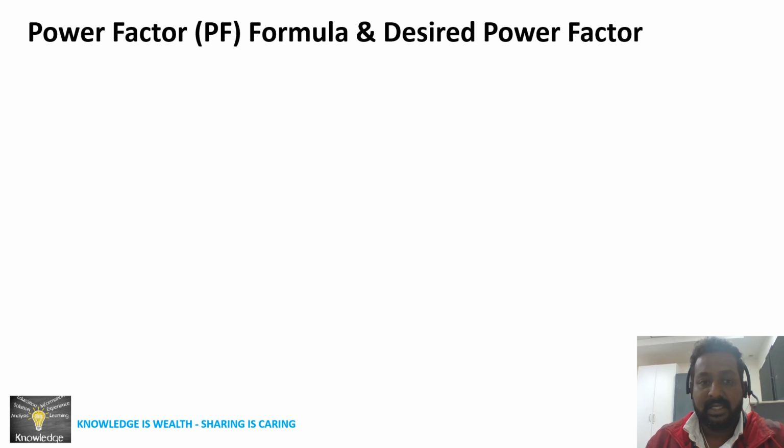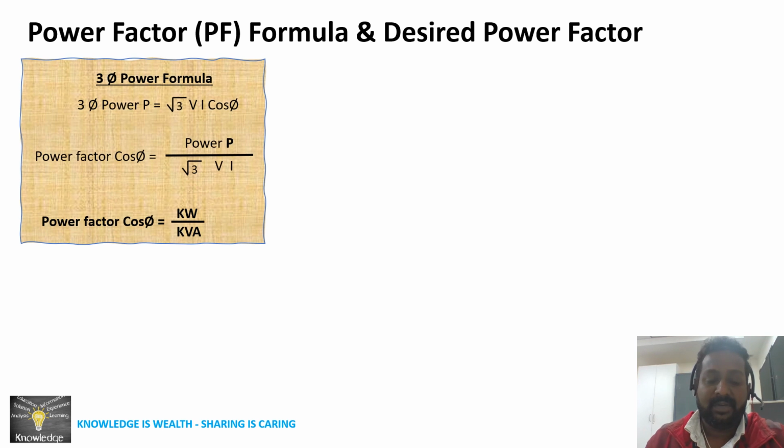So let's quickly start with the basic three-phase power formula. We know the three-phase power formula, P is equal to root 3 VI cos phi, and if you want to convert this formula to power factor, then power factor is equal to P divided by root 3 VI. P is simply watts or kilowatts.